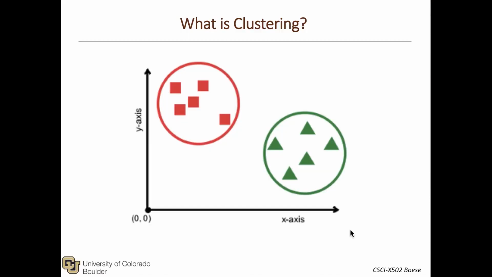Clustering overview. So what is clustering? Well, this is where we have no class labels. This is unsupervised learning. As opposed to classification, which was supervised, and we had some kind of class label that we were trying to predict or categorize new data to, we don't have that in clustering. We're just trying to group similar objects together.